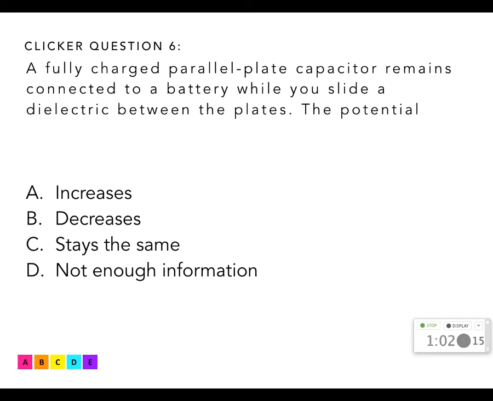I'm so tired. I was in a good mood for this. All right. Slid it in there. One more.